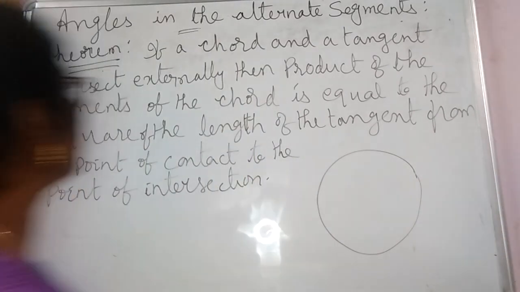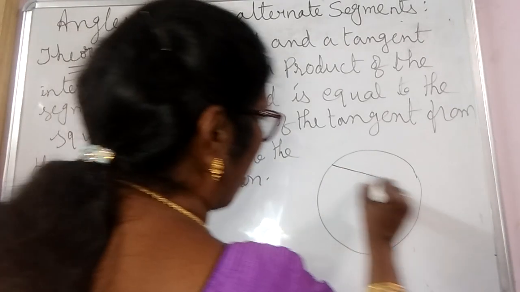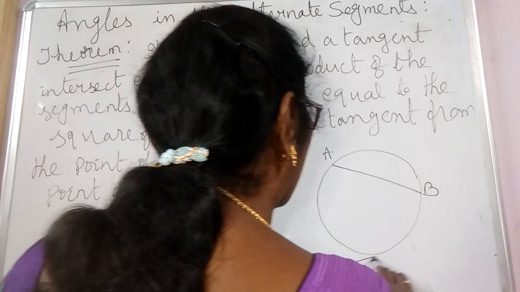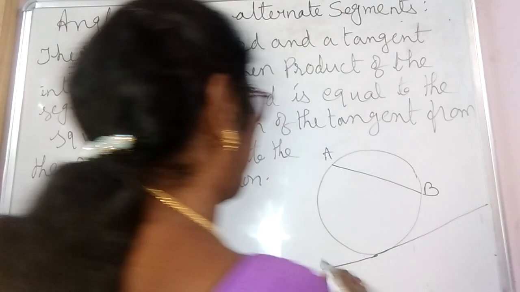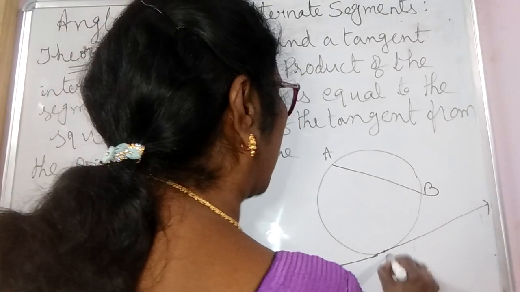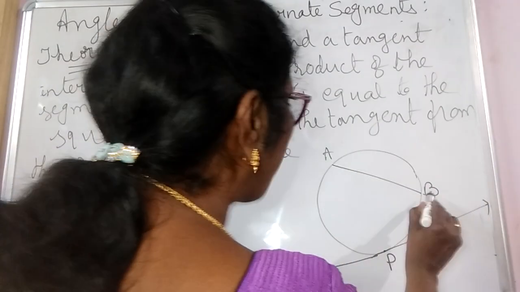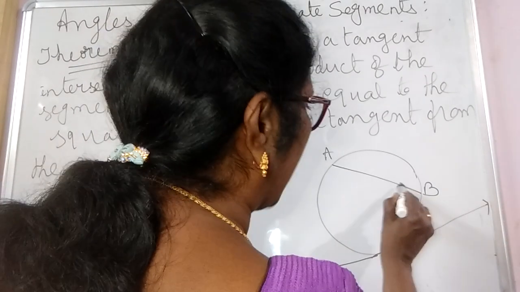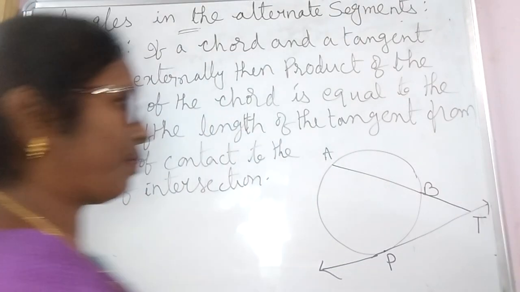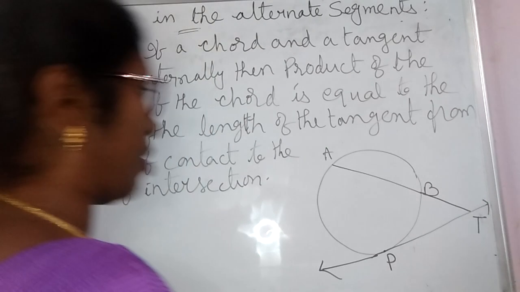This is the circle. If a chord and a tangent, let me draw a chord AB. Like this is a tangent. The tangent is touching the circle at P. If this chord and the tangent intersect externally, let me produce AB up to T. So this is external intersection because AB is produced.